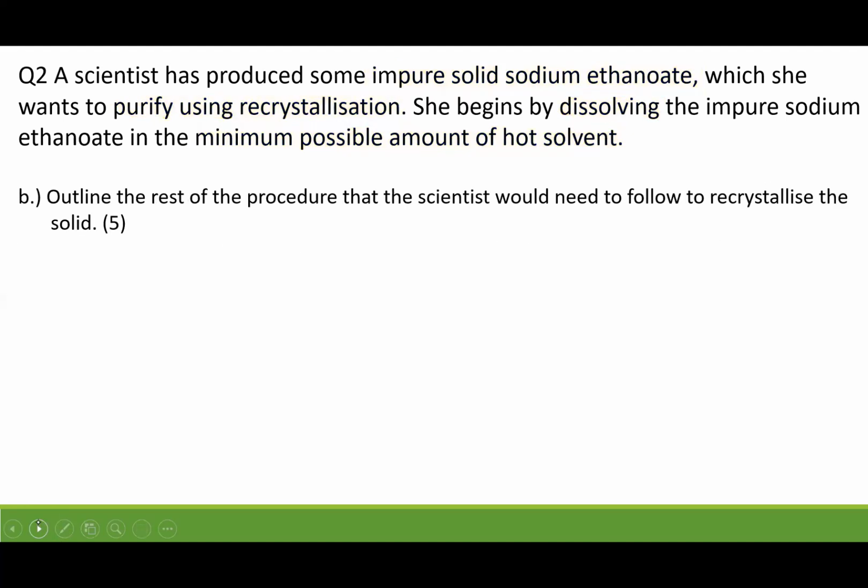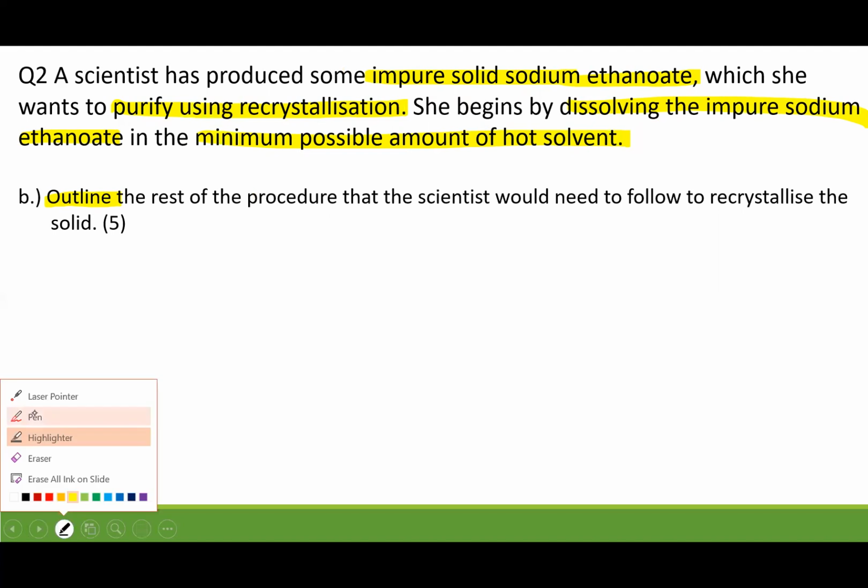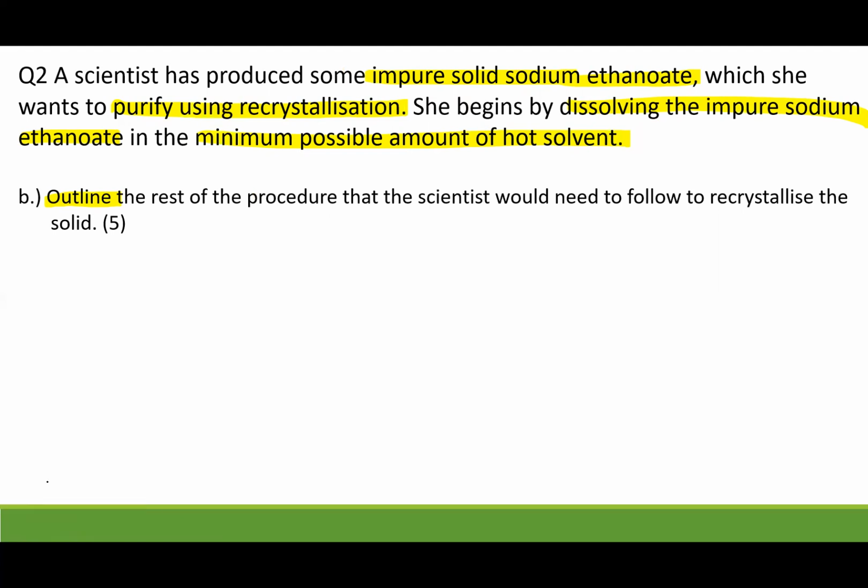Let's look at the second part of this question. I'm just going to re-highlight some of this. We've still got impure sodium ethanoate, purify using recrystallization, dissolves the impure sodium ethanoate in the minimum possible amount of hot solvent. This asks us to outline the rest of the procedure that the scientist would need to follow to recrystallize the solid. This would be 5 marks, so it's going to be 5 main points. She has saturated the solution in hot solvent, so we've done that part already.